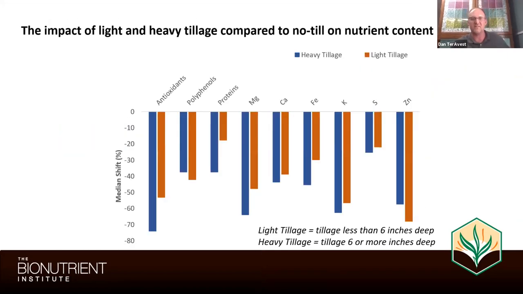So the next thing I wanted to look at, and now this is just in wheat, is how that same comparison, no-till versus light-till versus heavy-till, affects nutrients that we're measuring in the lab. Right now I have a set: antioxidants, polyphenols, protein, and a whole set of minerals. What we see is a lot less antioxidants, protein, polyphenols and minerals in tillage systems than in no-till systems. Not only that, but in most cases, as tillage intensity increases, going from this light tillage, the orange, to this heavy tillage, the blue, we see a further reduction in nutrient density. So there does seem to be a pretty strong relationship, at least in this wheat plot, between the intensity of tillage and the nutrient density outcomes in crops.